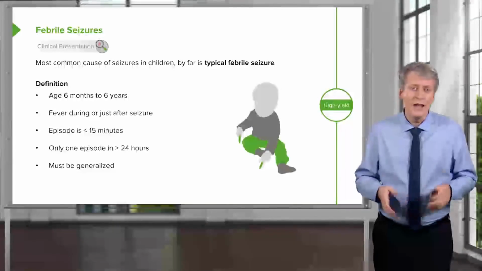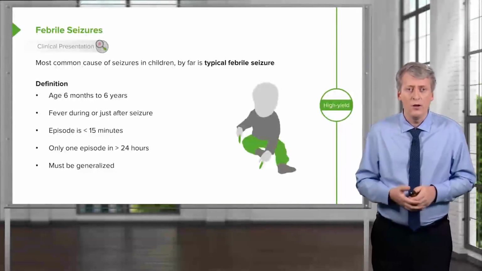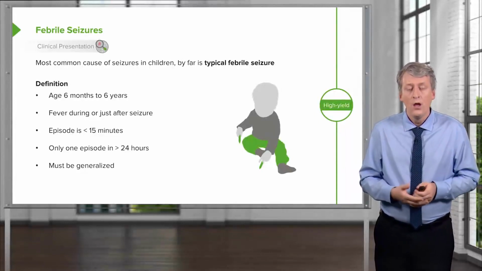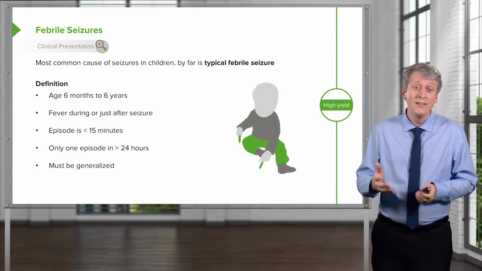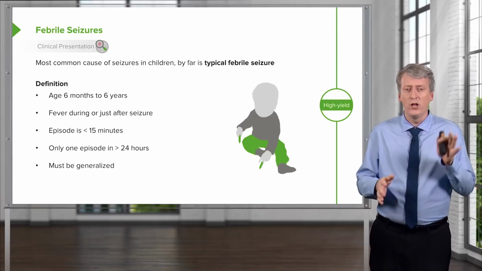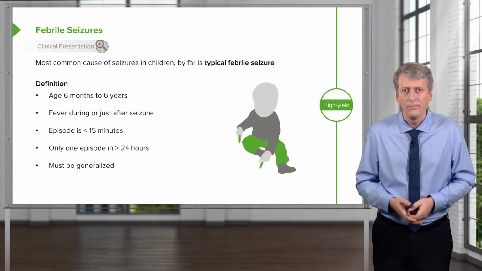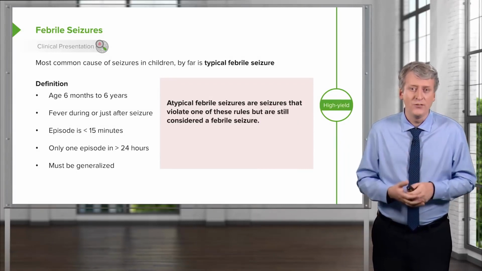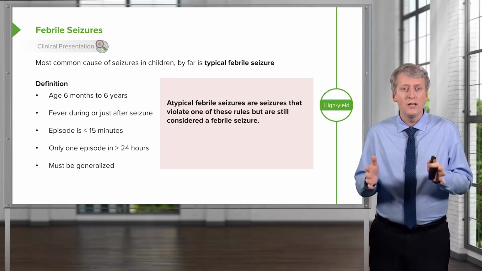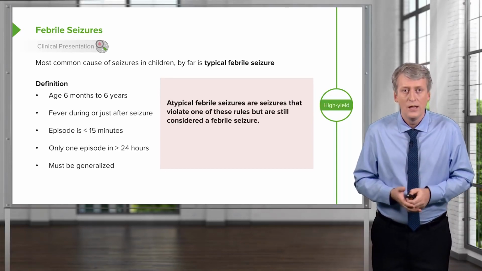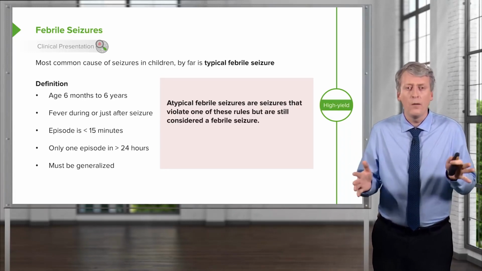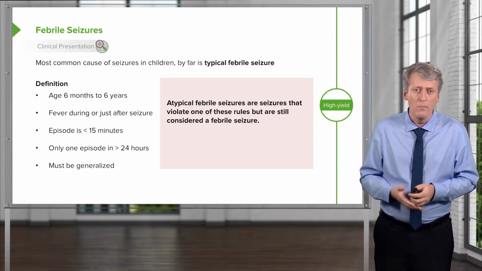We may even do that in some children who are very reassuring appearing and have a high fever if they violate some of these criteria. The one I allow violating the most is one episode in 24 hours. It's common for febrile seizures to violate that and for there to be 2 or 3 quick febrile seizures. Atypical febrile seizures are those seizures that violate one of these rules but are still considered to be a febrile seizure. And so children with atypical febrile seizures usually might get a brief workup or a look around to see what's going on, but we won't worry about it.